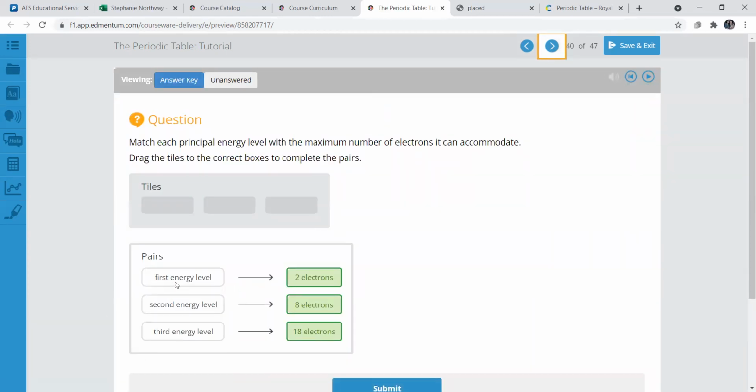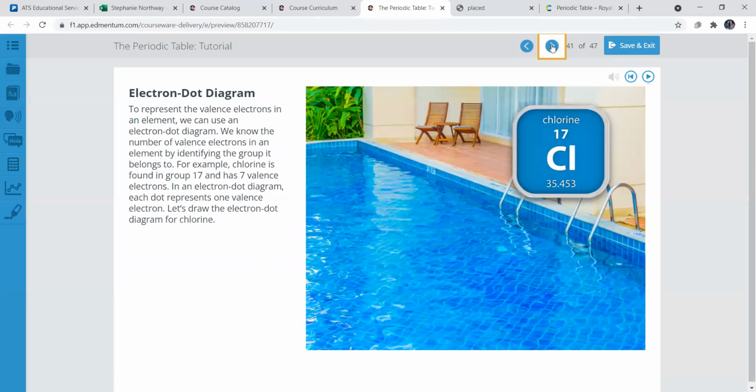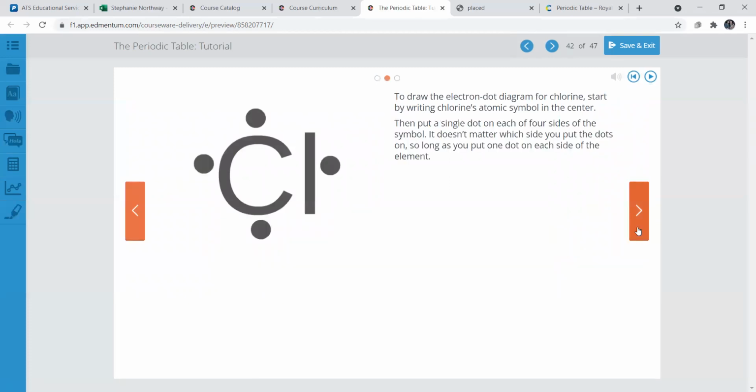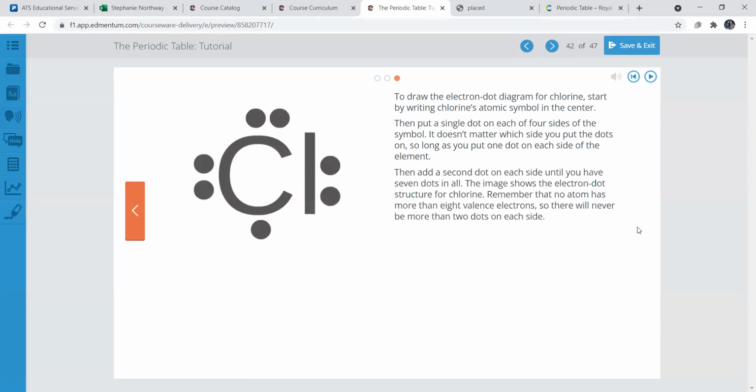Okay, so real quick, first energy level can have 2 electrons. Second energy level can have 8 electrons. Third energy level can have 18 electrons. In our electron diagram, I also did a mini lesson on this one that shows the electrons around the element. So this is just an example of what it would look like.